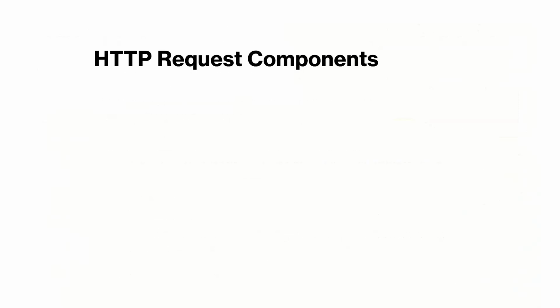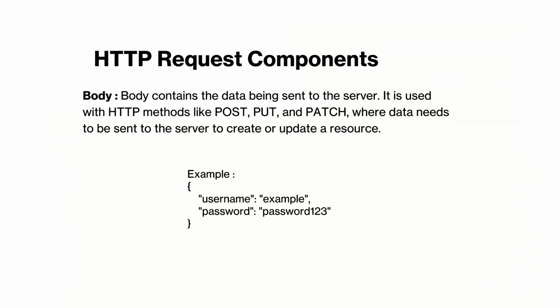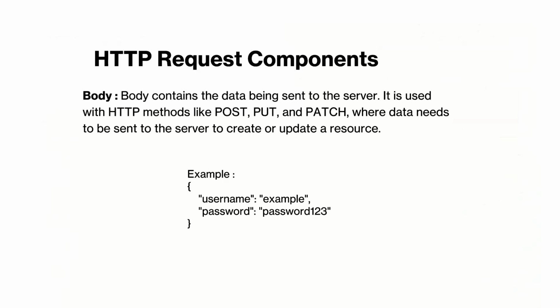The final component of an HTTP request is the body. Body contains the data being sent to the server. It is used with HTTP methods like POST, PUT, and PATCH, where data needs to be sent to the server to create or update a resource. The body can contain different types of data, depending on the Content-Type header. The body is essential for sending complex data structures to the server, allowing for the creation and updating of resources.